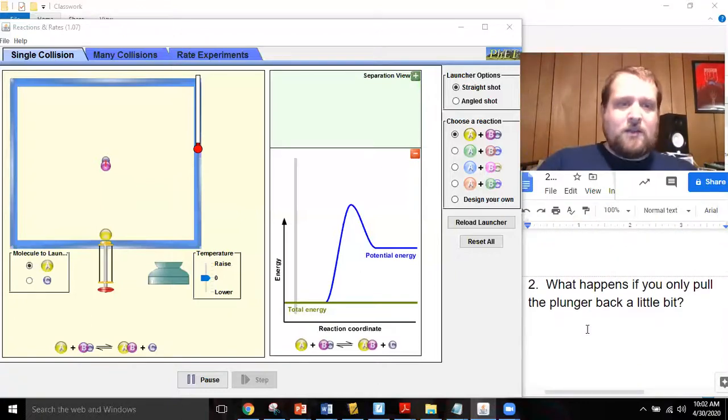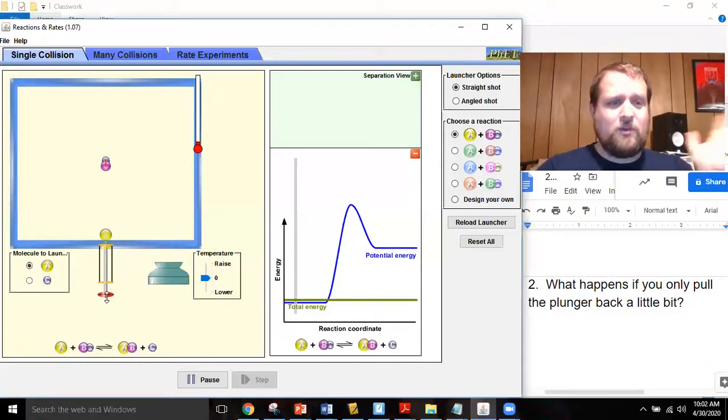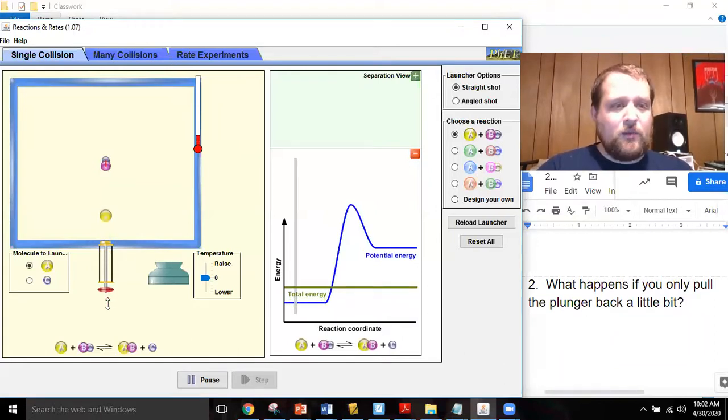Okay, so to get this reaction started, this is very fake. In real life, there's no plungers. It's not like we're going to pull this back like it's a pinball machine, which is unrealistic, but it allows us to control the speed of the particles. So if I pull this plunger back just a little bit, you just write down what you're seeing. What happens if you only pull it back a little bit? Do you think you see a reaction happening?